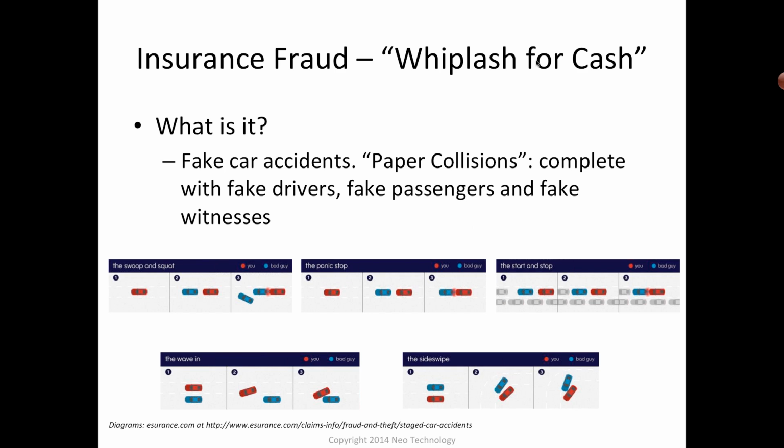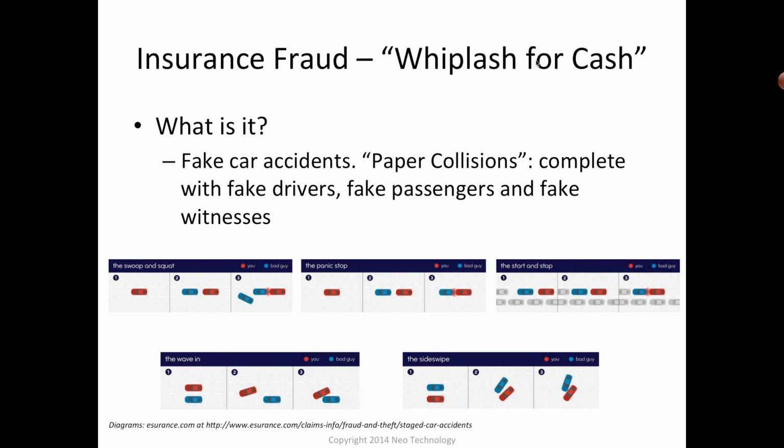Let's go into a different type of fraud, the insurance fraud and automobile insurance. There's a few terms that you'll see in quotes, and those are terms coined either by the insurance industry or by the fraudsters and the mafia themselves. There's something that they jokingly called whiplash for cash. Whiplash for cash is when a fake accident happens and people say, oh, my neck hurts, and you are going to have to pay me a lot of money, and that is called whiplash for cash.